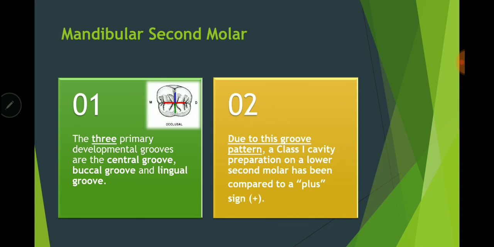Due to the groove pattern, a class 1 cavity preparation on the lower second molar has been compared to a plus sign. You see those lines here: you have the green line, the red line, and the blue line. Those are the grooves, and they meet and form a plus sign. So when you're removing cavities, the preparation you make looks like a plus sign. Very important question there.